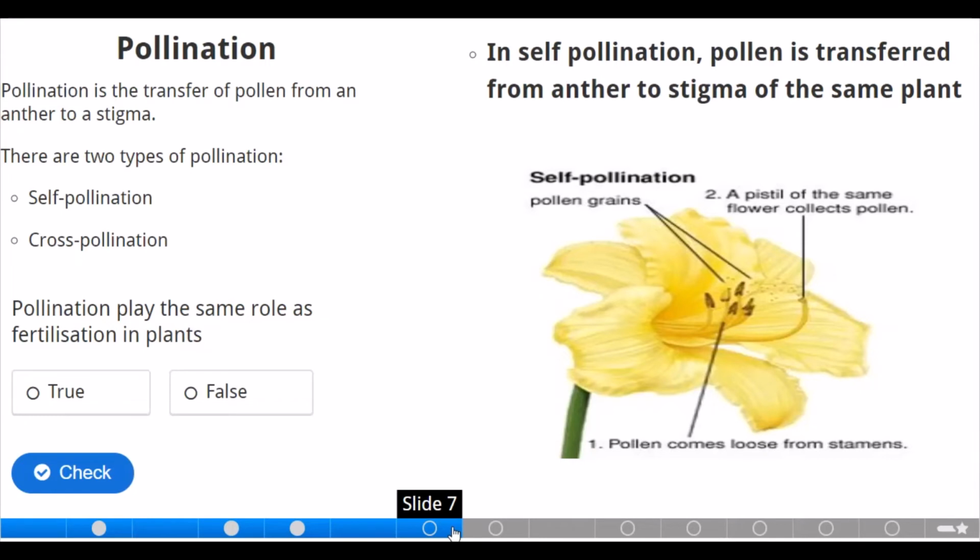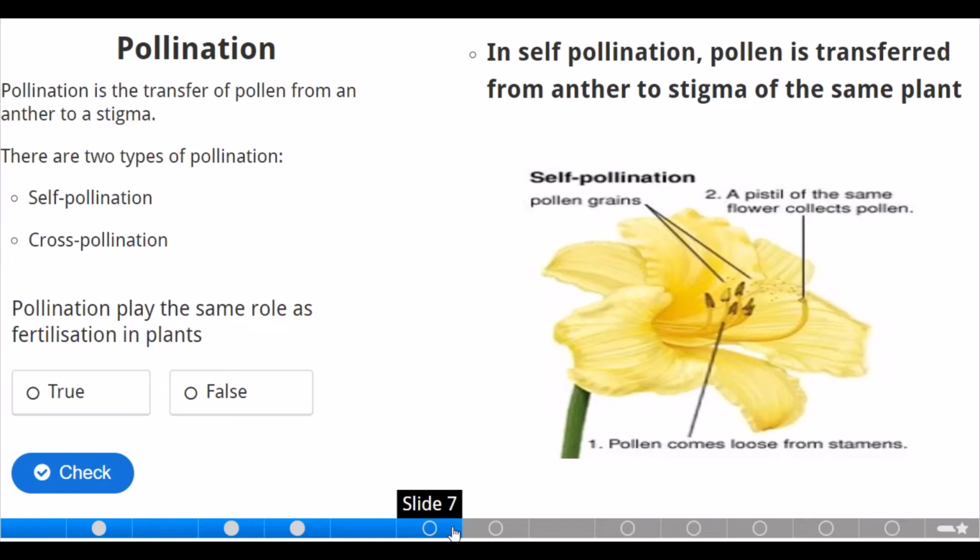Pollination. Pollination is the transfer of pollen from an anther to a stigma. There are two types of pollination, that is self-pollination and cross-pollination. In self-pollination, pollen is transferred from the anther to the stigma of the same plant.